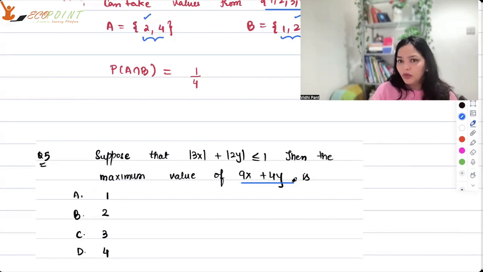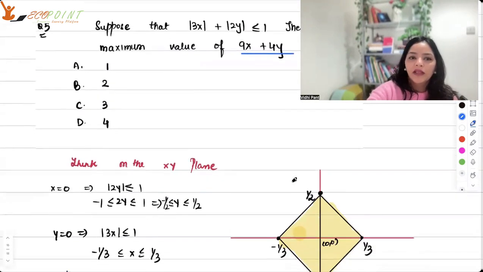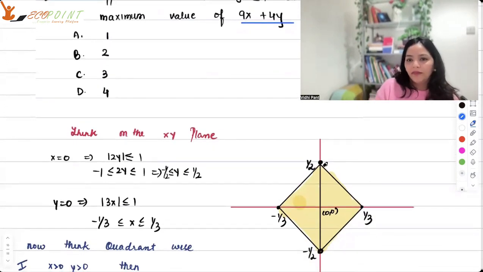I would take you through this question in a very, very simplified manner by looking at the XY plane. So let's look at the XY plane. Your XY plane will give you your answer if you draw the condition properly. Well, let's start with our inequality: mod 3x plus mod 2y less than or equal to 1.